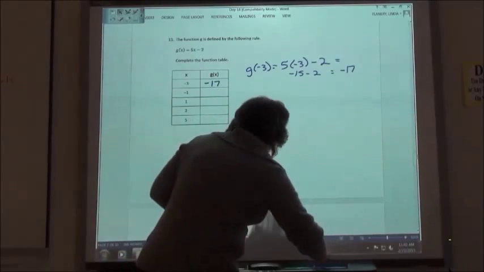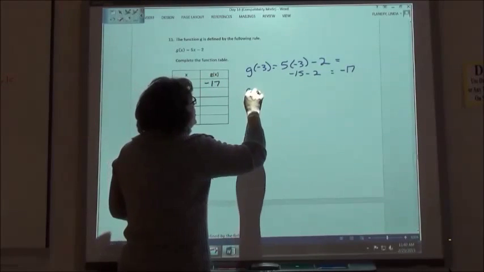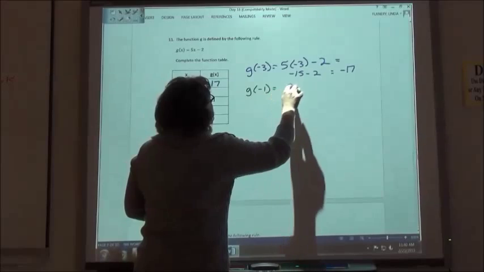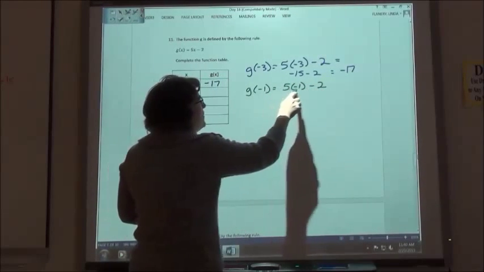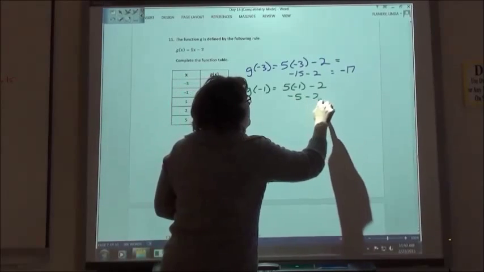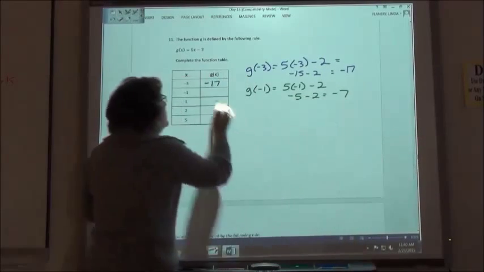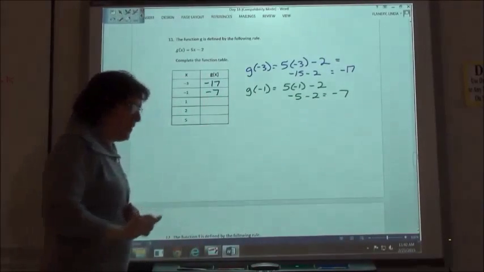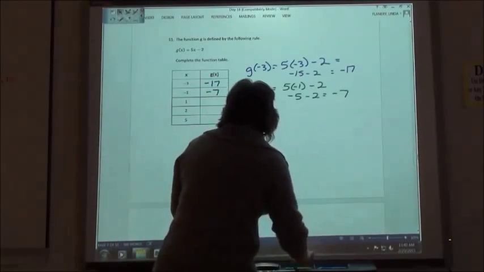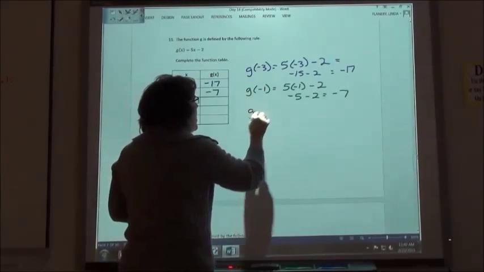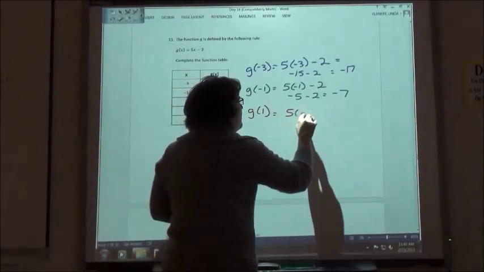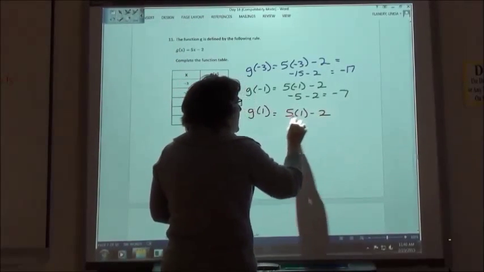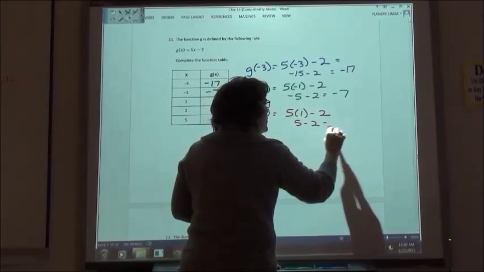Then I am going to do the next one. g of -1. So 5 times -1 minus 2. 5 times -1 is -5. -5 minus 2, -7. Then I'm going to do g of 1, putting 1 in for my x. So 5 times 1 minus 2. 5 times 1 is 5. 5 minus 2 is 3.